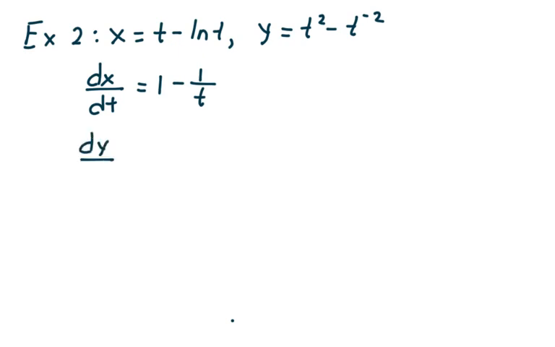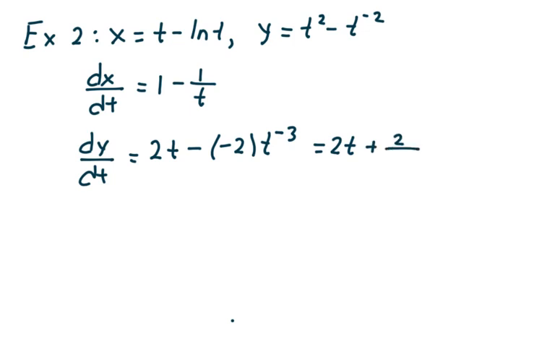dy/dt, that's 2t, right? The derivative of t squared with respect to t, right? Minus the derivative of t to the negative 2, which is negative 2t to the negative 3. So that's just power rule, okay? And so that's 2t plus 2 over t to the third.